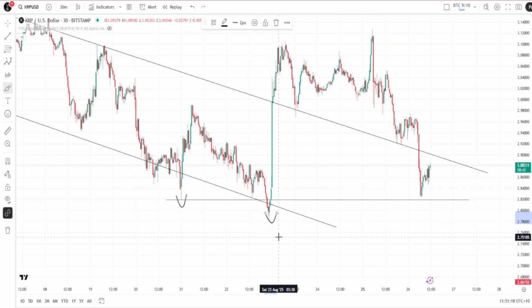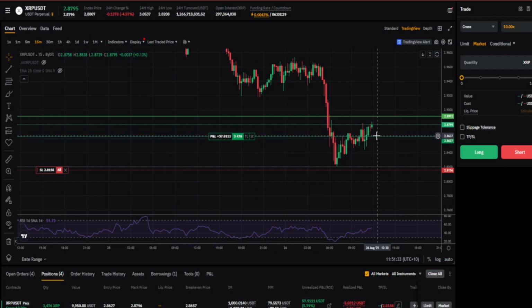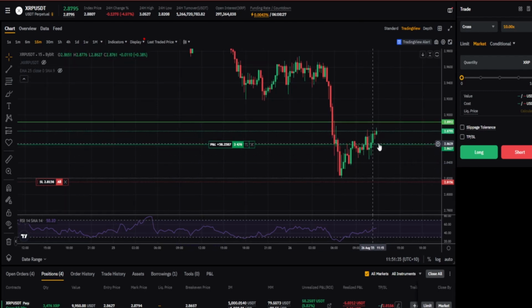I don't think we're going to sweep these lows, especially if Bitcoin holds 109,000. And right now what I'm looking for is, you can see back here on my trading platform that I've already started to scale in here at about $2.86 is my entry.